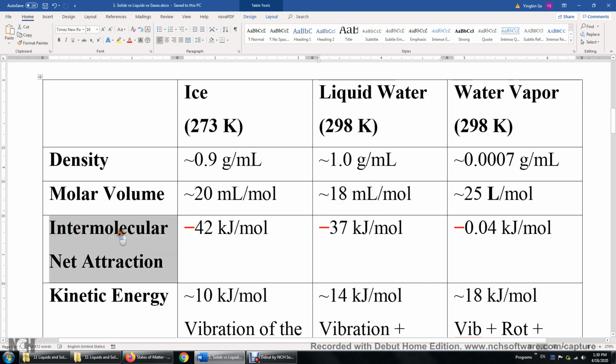What about the intermolecular net attraction between water molecules in the solid phase? It's roughly negative 42 kJ per mole. Liquid, negative 37. This is because in the liquid phase, water molecules move around more freely than in the solid phase. So it's more difficult to form a perfect hydrogen bond between two neighboring water molecules. What about the gas phase? This number is so small, it's often neglected.